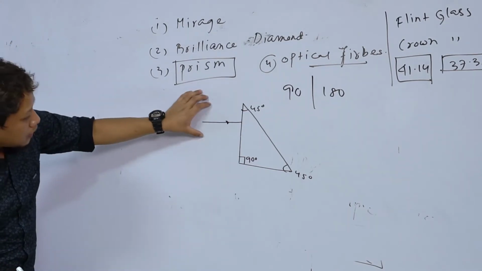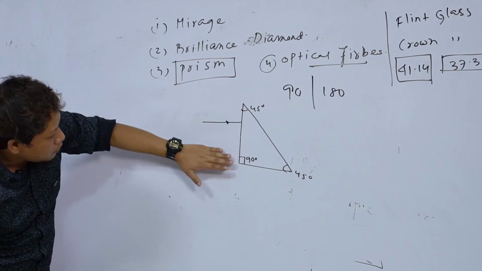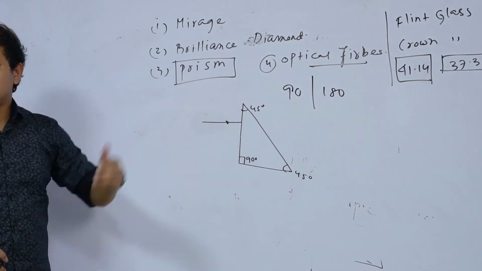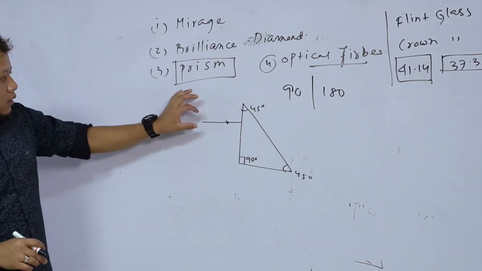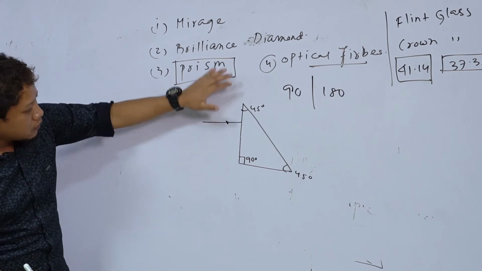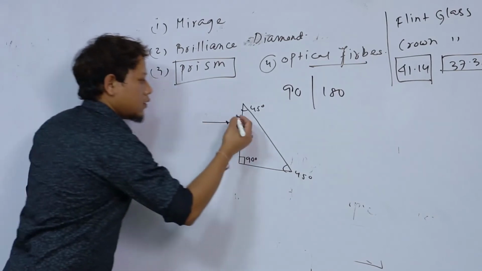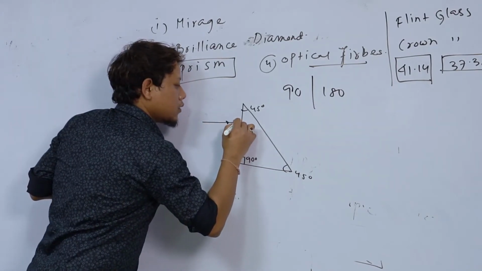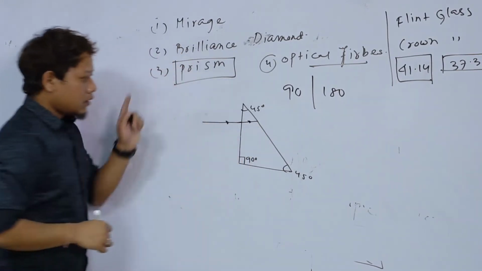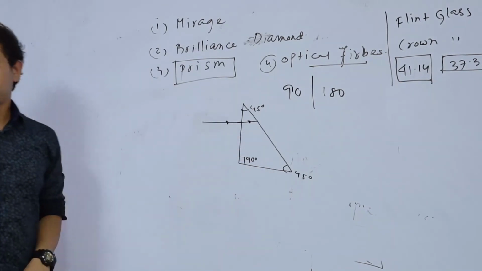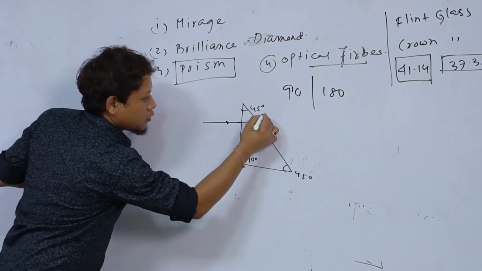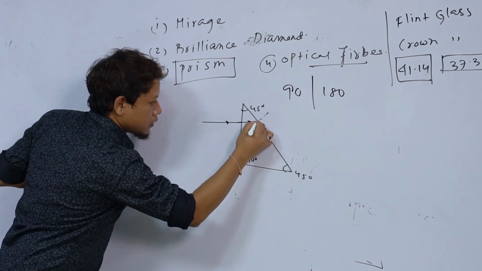Means the ray of light is incident on the face of the prism normally, that is, in the perpendicular direction. So what happens? It will pass through along the same path and hit the second face of the prism. Here, let me draw a normal to this interface.